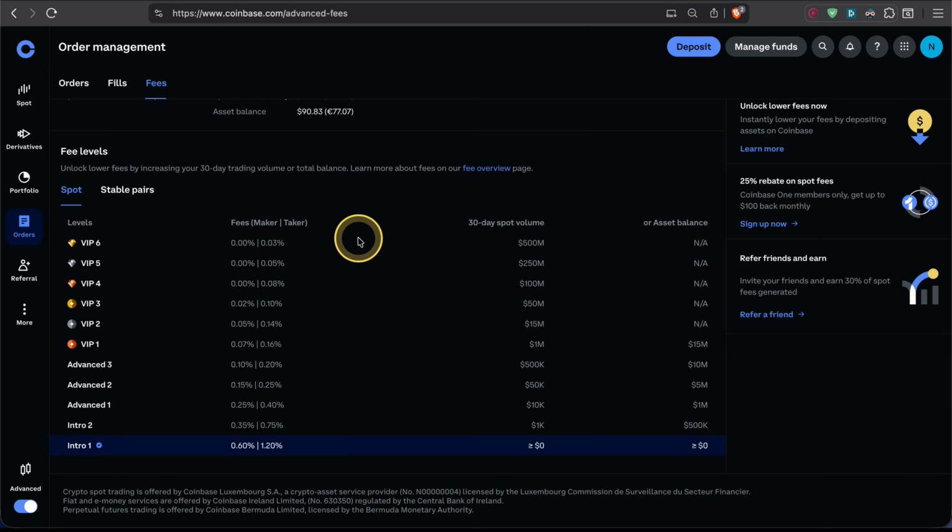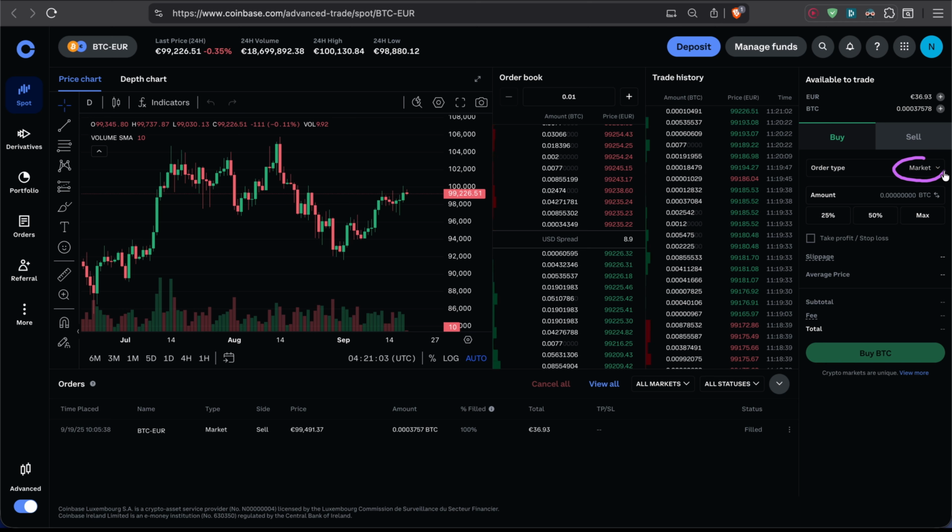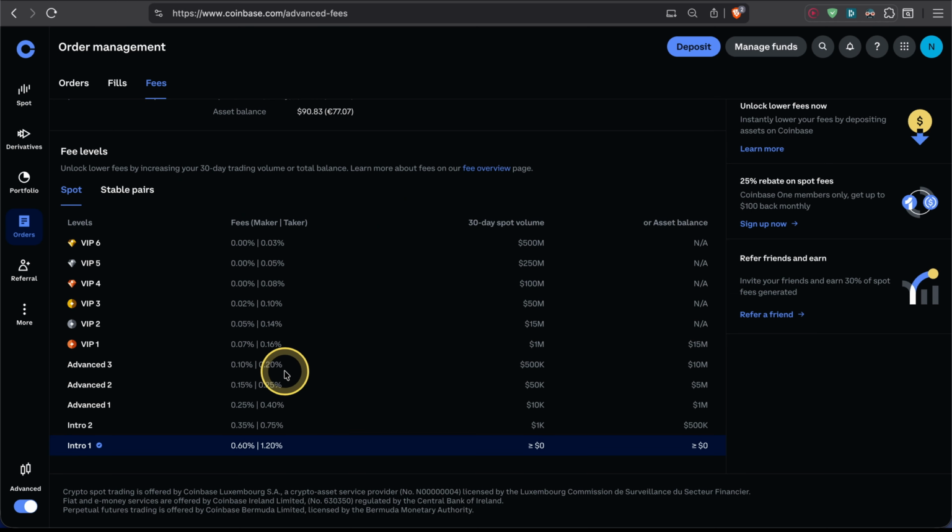On the other hand, this so-called taker fee that we can see on the right side right here always applies whenever you're using a market order right here. The good thing about a market order is that you don't need to type in any price and it's just instead executed immediately at the current market price. But the downside is that the fees are a bit higher for that.